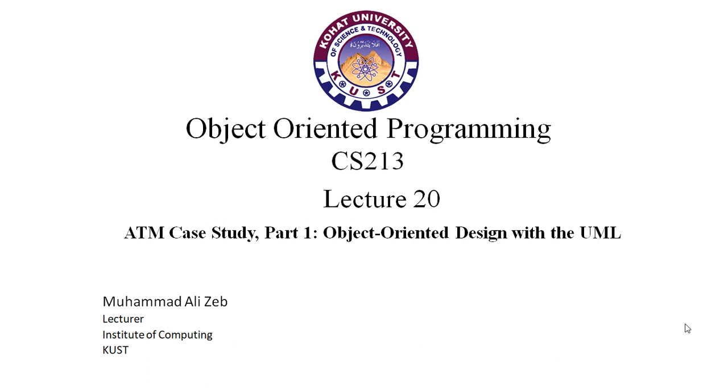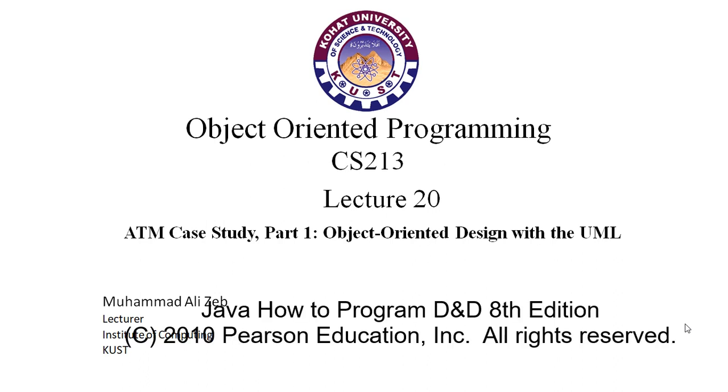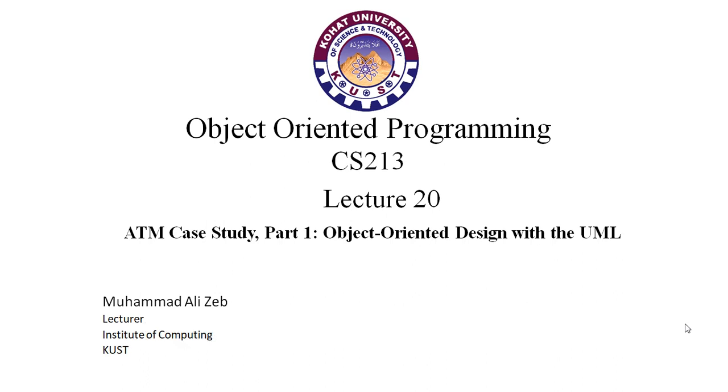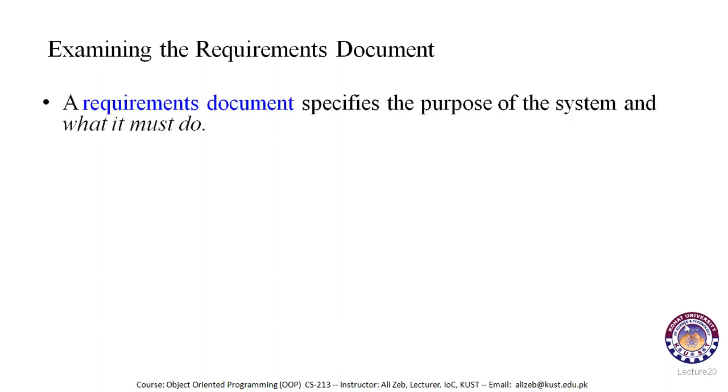Here we will consider the ATM case study that is taken from one of the older versions of the Java How to Program book. In the first phase, we will examine the requirements document. A requirements document is something that specifies the purpose of the system and what it must do.